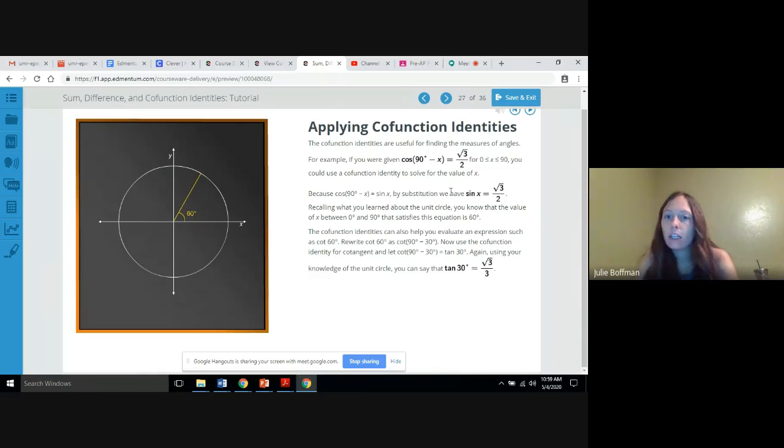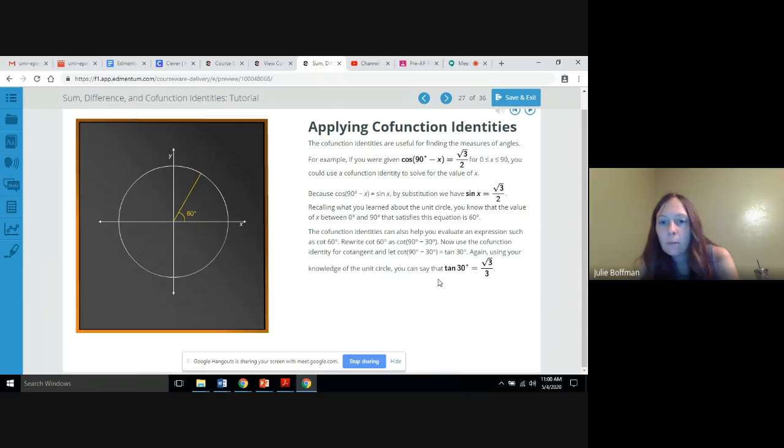You could use a cofunction identity. So because we know cosine 90 minus x equals sine x, that's what our cofunction identity states, we can replace this whole left side, cosine 90 minus x, with just sine x. And so now we can say, okay, because they told us the first quadrant, where in the first quadrant is the sine value square root of 3 over 2? So where in the first quadrant is the y value square root of 3 over 2? Well, at 60 degrees. So that would be your answer for x.